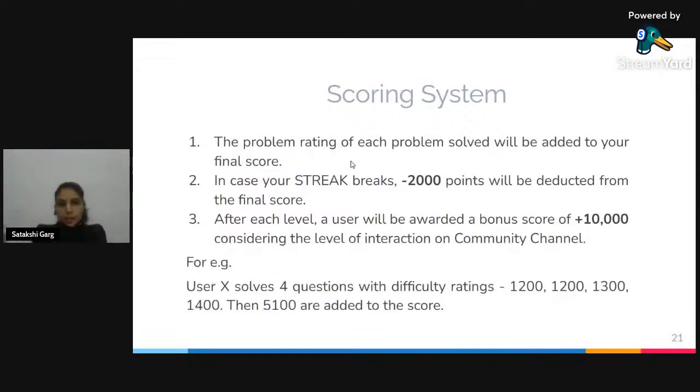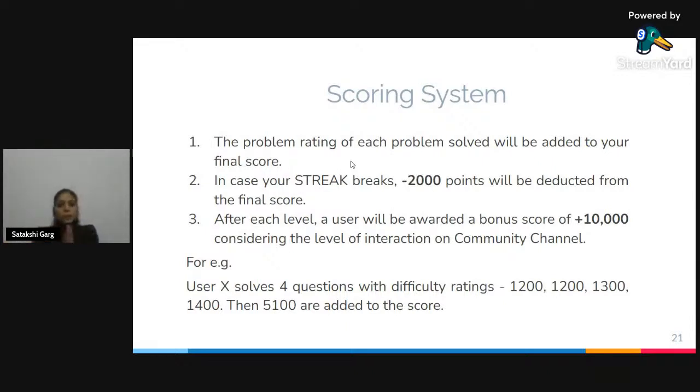In case you have any doubts, feel free to ask in the comment section. I'll answer them. Then, we were talking about the scoring system. The rating of the problem you solve will be added to your main score. You will have a score initially which is 0, and as you keep on solving problems, the difficulty of the problem you're solving would be added to your final score. That is how the score goes.